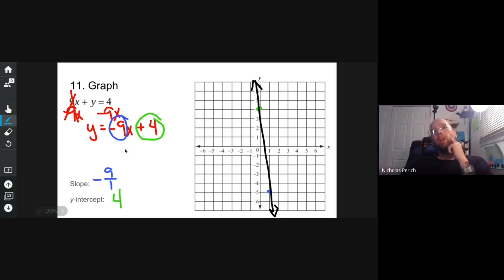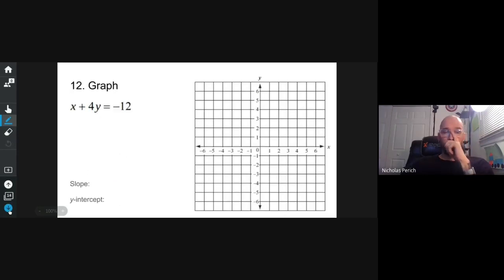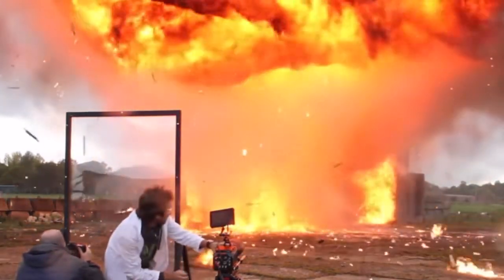It's a very steep slope. And the reason why it's a very steep slope is 9 is a much bigger number than like a half or something like that. The larger the digit on the slope, the steeper the slope is going to be, whether it's positive or negative.